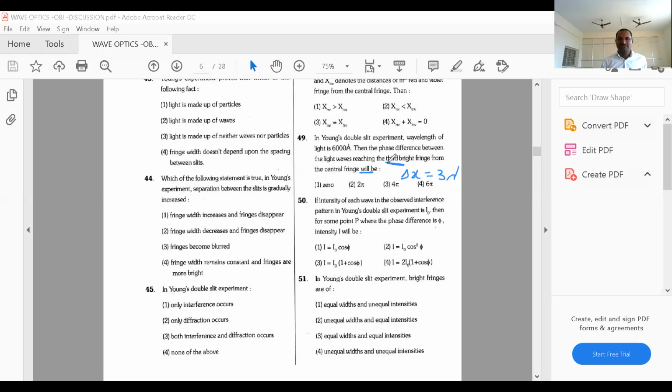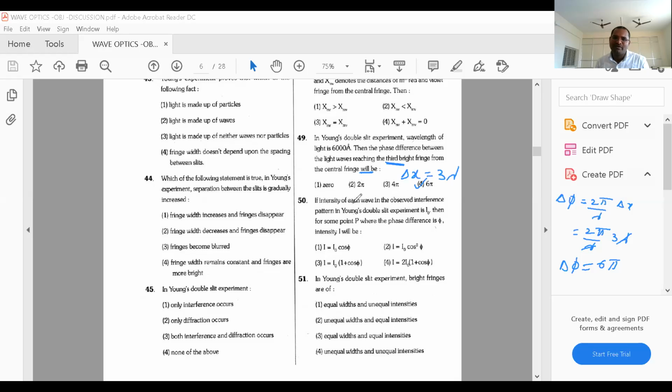Because they are saying third bright, I am writing 3 lambda. And we know the phase difference and path difference relation: phase difference delta phi is equal to 2 pi by lambda into delta x. So 2 pi by lambda into delta x, which is 3 lambda as given. Lambda cancels. How much are you getting? 6 pi. Means the phase difference is 6 pi. Option 4 is the right answer.